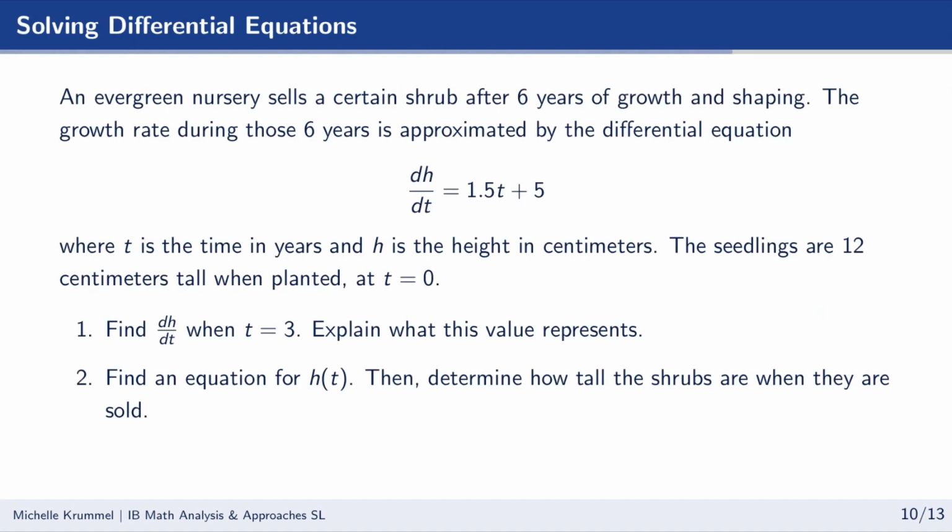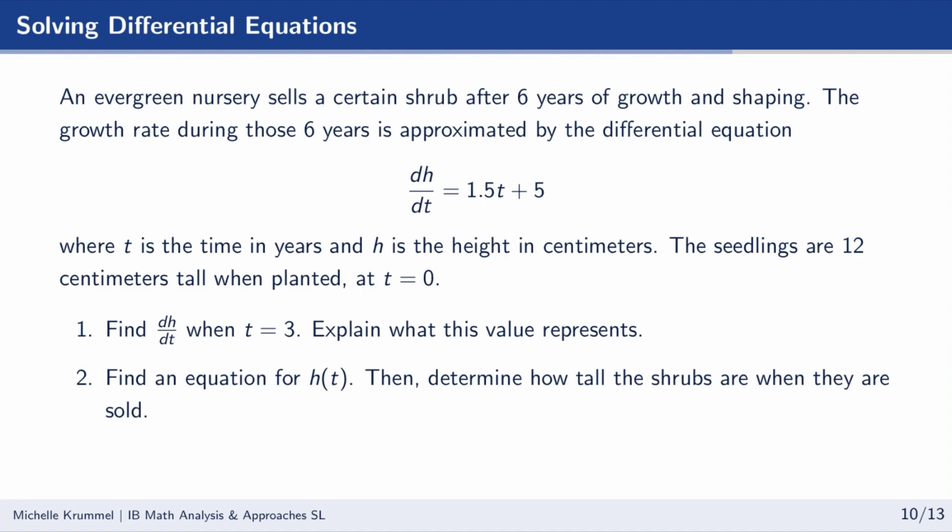In our next example, we're told an evergreen nursery sells a certain shrub after 6 years of growth and shaping. The growth rate during these 6 years is approximated by the differential equation dh/dt equals 1.5t plus 5. So this is the growth rate, indicating it is a derivative, and we can see that from the notation dh over dt. t is the time in years, h is the height in centimeters. So this derivative, dh/dt, is measured in centimeters per year.